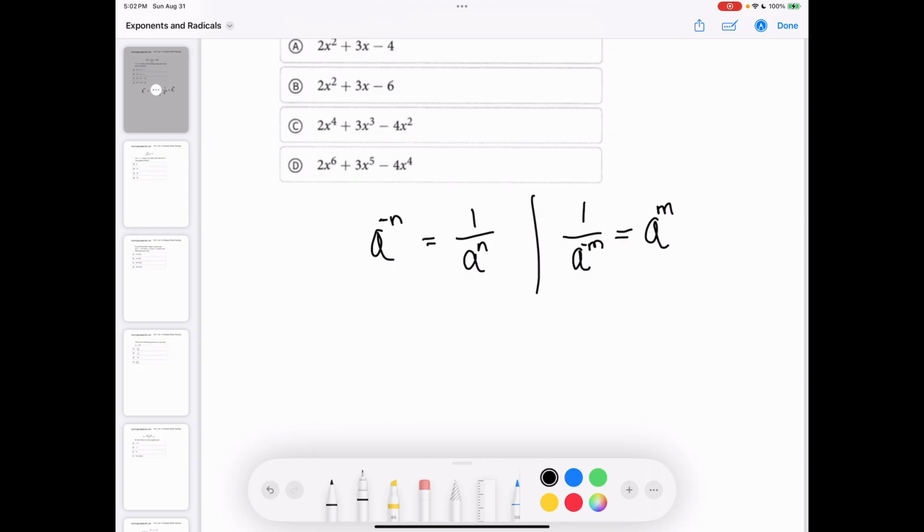If I want to give you an example with actual numbers, let's say I have 2 to the negative third power. I can rewrite this as 1 over 2 to the third, and 2 to the third is 8. So this is just 1/8. Great. So I think those are the main laws for exponents.